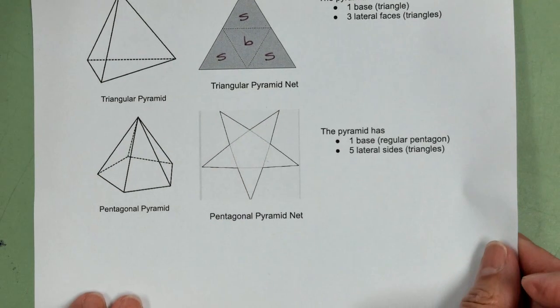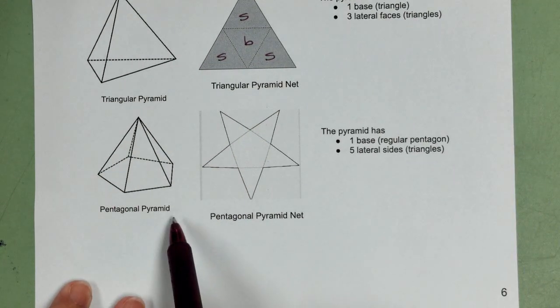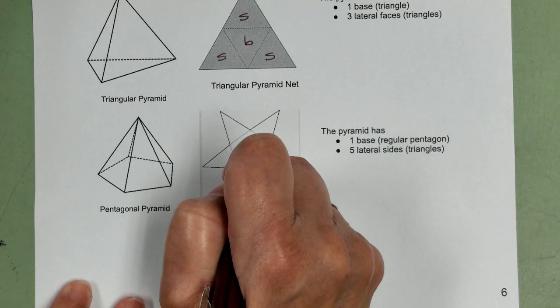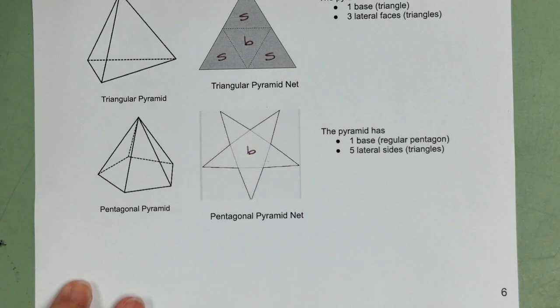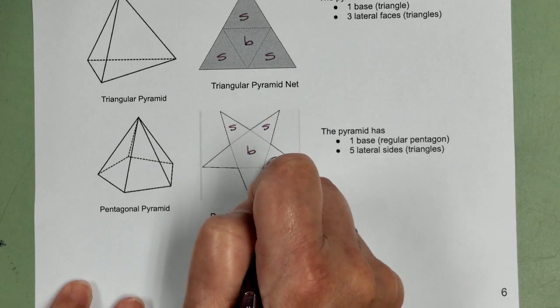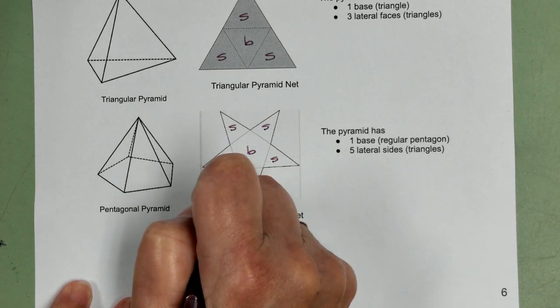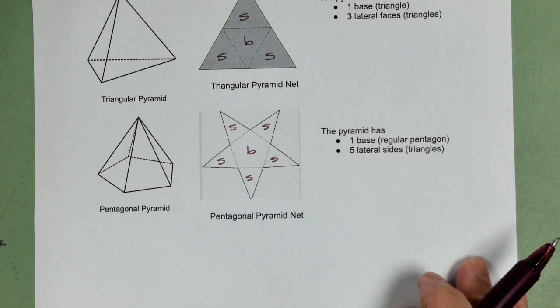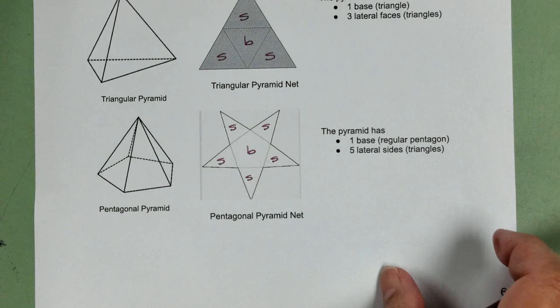Our next pyramid is a pentagonal. That means that it has a five-sided base and would have five lateral sides. Again, they are triangles. Okay.